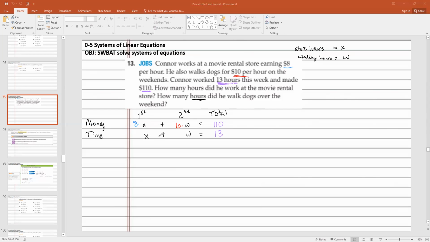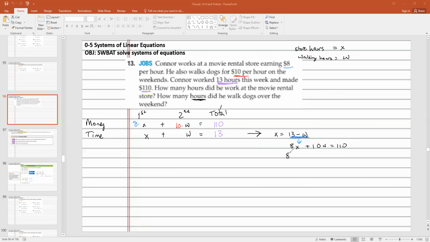So you can solve those either way. Graphing, no. Or substitution. Let's do substitution. So for substitution, you want to look for a coefficient of 1. So we have x and w, either one works. So okay, let's solve for x. I'm going to put x equals 13 minus w. So we subtract w on both sides and solve for x. And that's what we're going to plug in to the other equation. We're going to plug that into the first equation for x. So the first equation is 8x plus 10w equals 110.